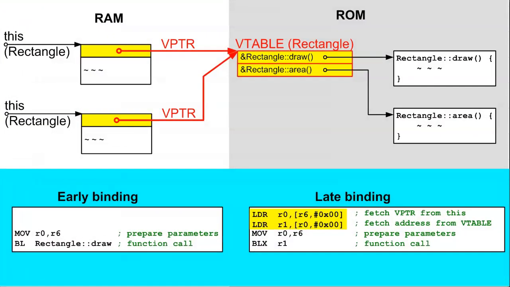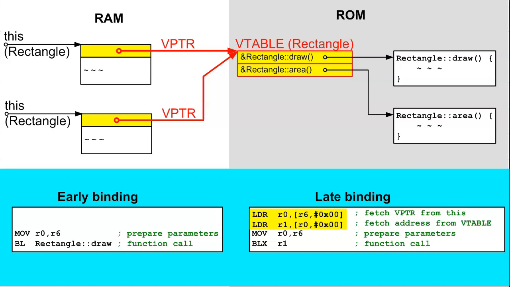So in summary, compared to early binding, the overhead of late binding is the additional vptr in every object in RAM, one vtable per class in ROM, and 2 more instructions per function call. This is not a large overhead for what you are getting, but still it is not negligible, and therefore C++ applies this mechanism only to functions specified explicitly as virtual. This is to prevent the overhead for functions that don't need late binding.